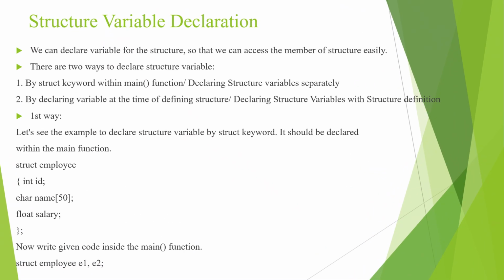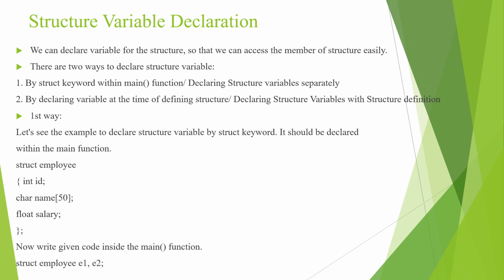How to declare a variable of a structure? After defining a structure, we need to create variables to use it. These variables are called structure variables. There are two ways to declare them: separate declaration, that is inside the main function, and declaration along with the structure. We define the structure first and later declare the variables like E1, E2. This method is flexible because we can create variables whenever needed.